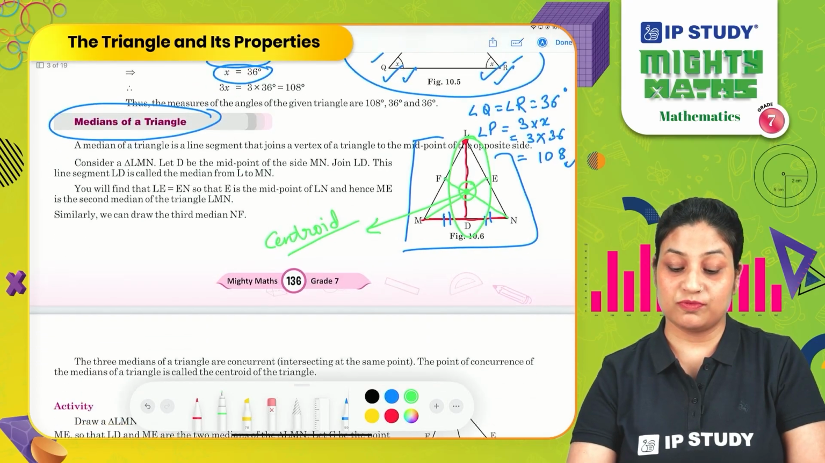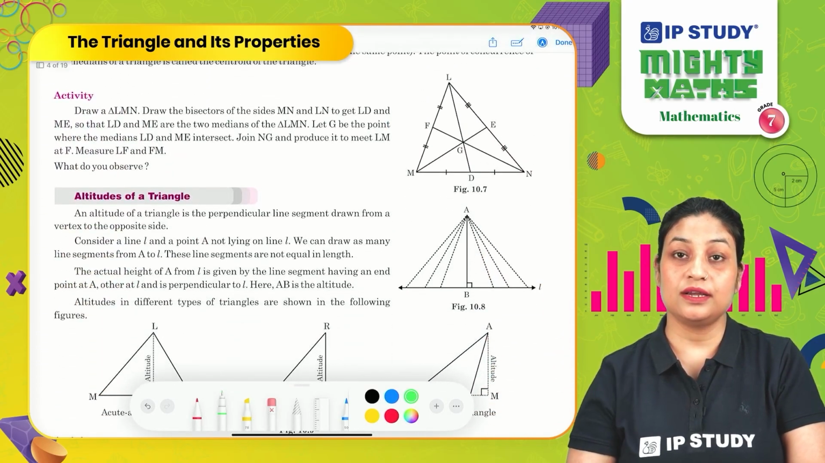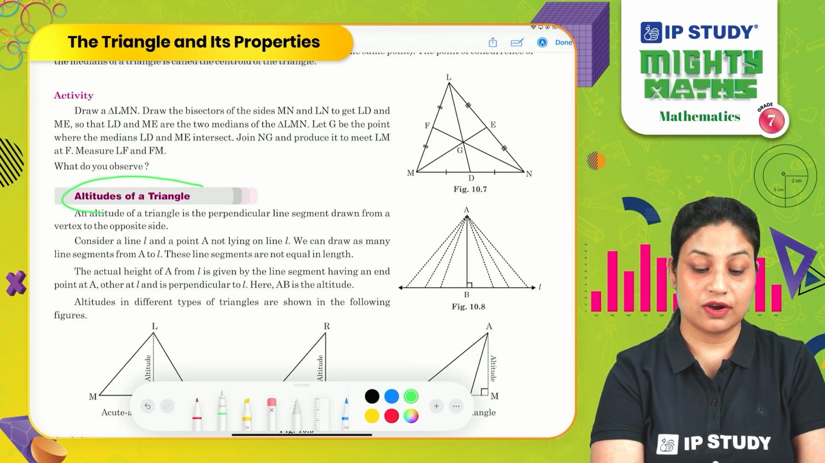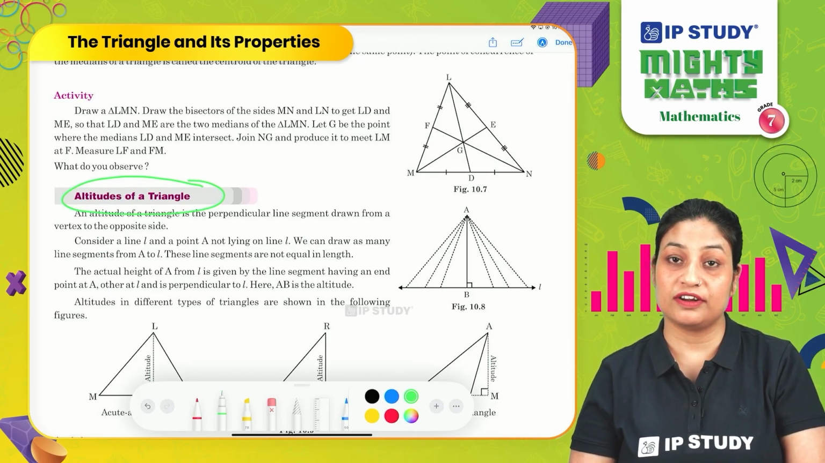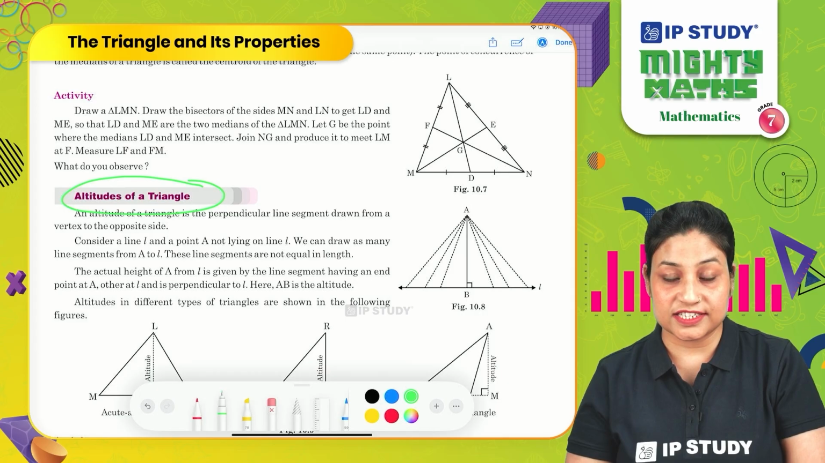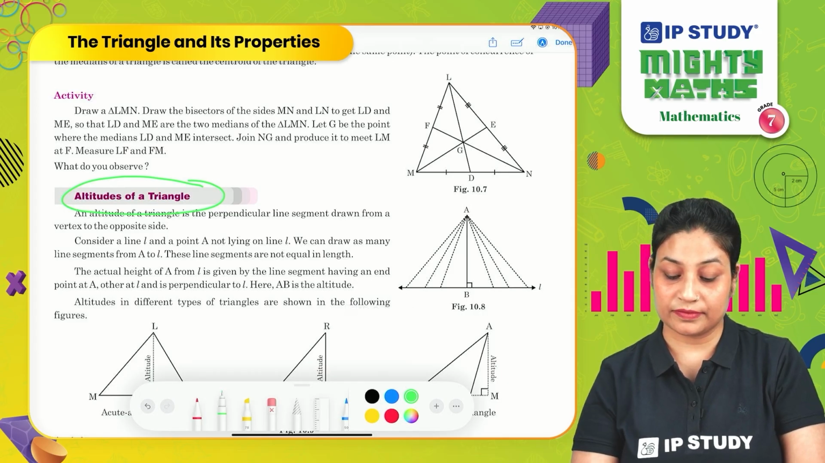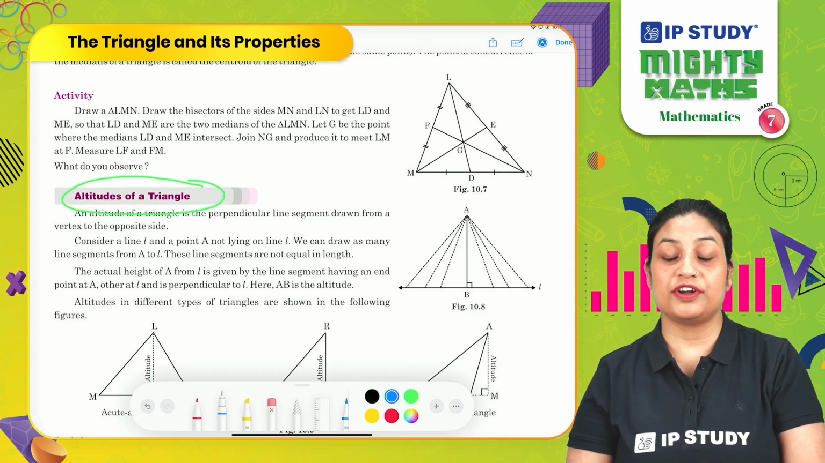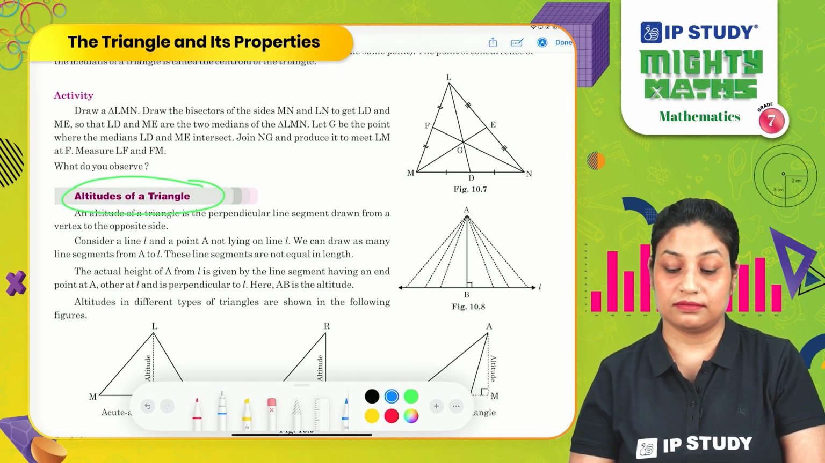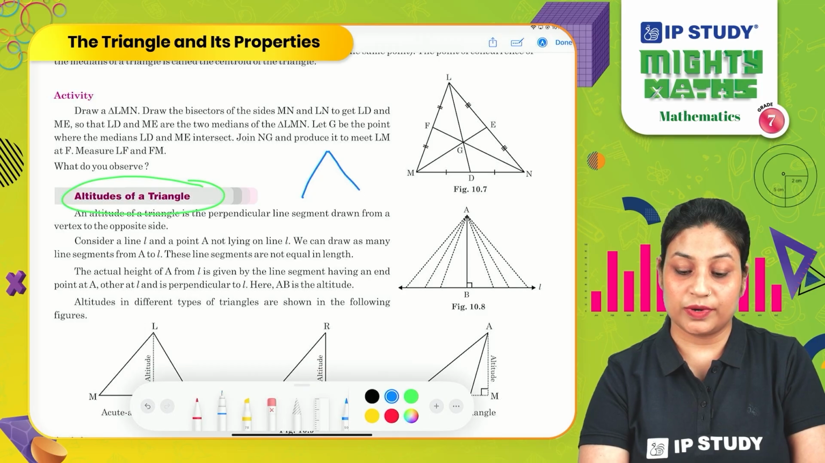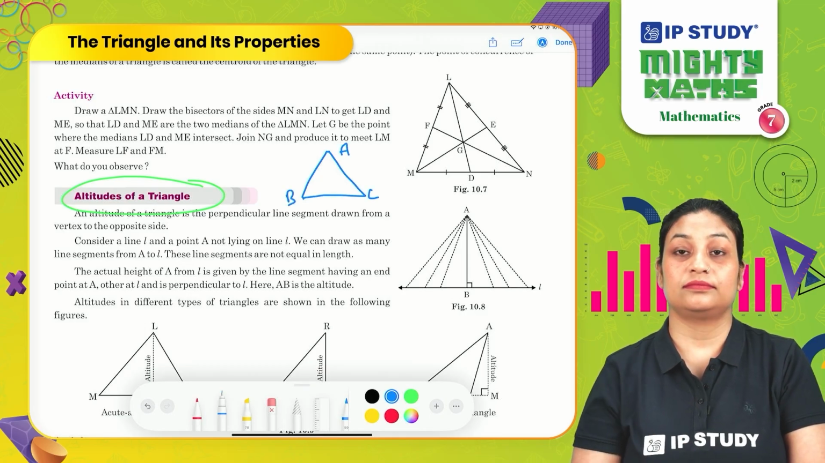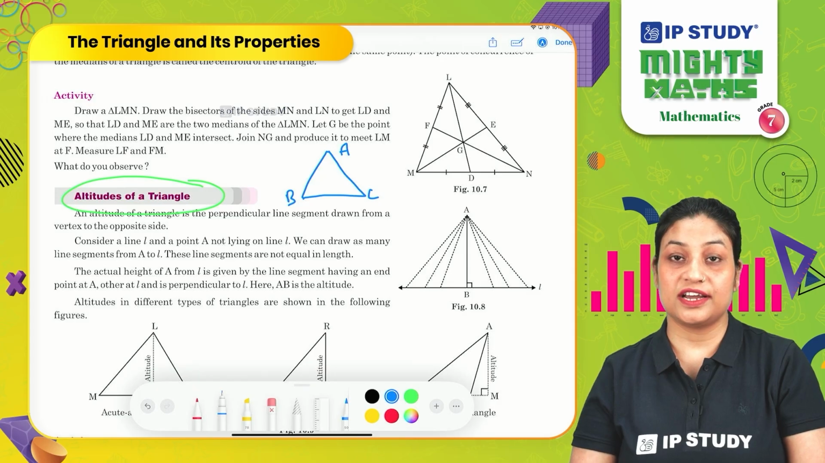Now, let's move on to the next topic and let's see what is there. It is altitudes of a triangle. Again, this is also very important for higher grades. So, let's understand this topic here only. What do you mean by an altitude? Let me draw and let's understand this together. Suppose you have a triangle over here, A, B, C, right? So I have drawn this triangle ABC.